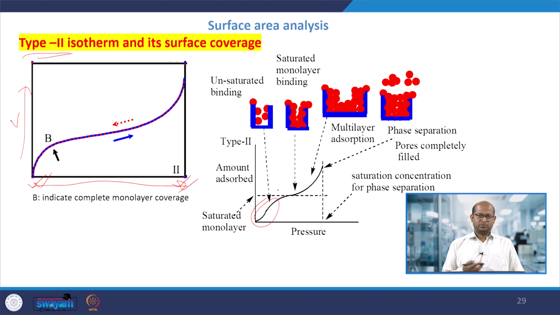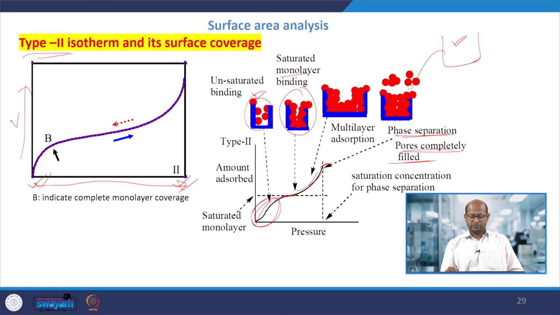In a porous material you have taken, it consists of three different types of pores: micropores, mesopores, macropores. Initially micropores will be filled, with unsaturated binding, so it is not complete. When it comes here, monolayer coverage is there, with saturated monolayer binding. After that you can see multilayer formation, and after that phase separation, or the pores are completely filled. See here, these are the pores of that material.